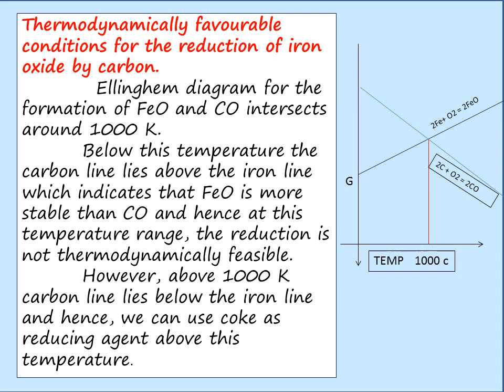below 1000 degrees Celsius. Above 1000 degrees Celsius, the carbon line cuts the iron oxide line and becomes more negative. That means the carbon monoxide line is below the iron oxide line. So above 1000 degrees Celsius, carbon can be used to reduce iron oxide to iron, or coke can be a better reducing agent above 1000 degrees Celsius for reducing iron oxide.